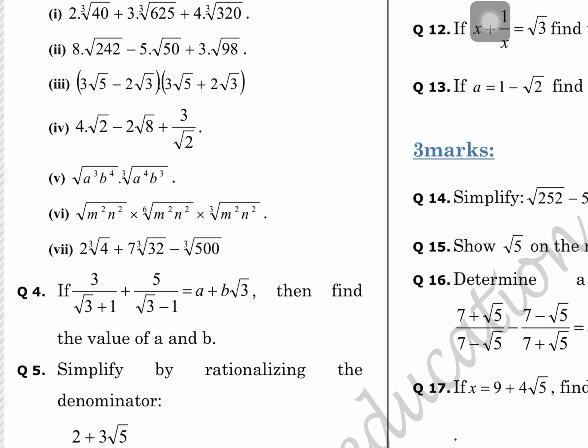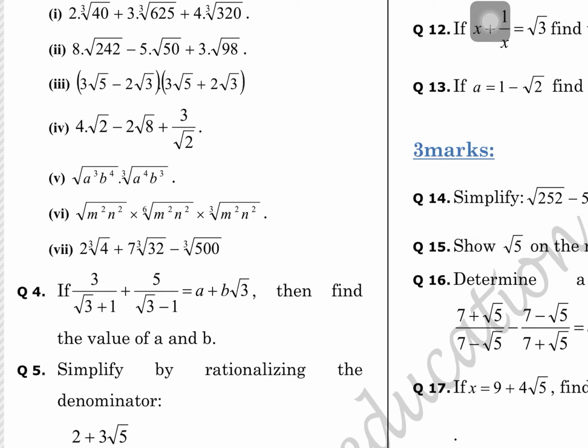And question number 7 is also there. What is question number 7? 2 times the cube root of 4, plus 7 times the cube root of 32, minus the cube root of 500. Okay, can you solve this? Their indices are the same right now, so I hope you can solve them together at the same time.